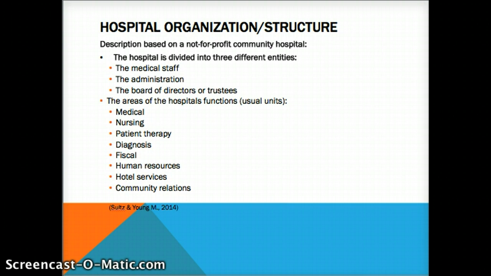Hospital organization and structure. This description is based on a not-for-profit community hospital. The hospital is divided into three different entities: the medical staff, the administration, and the board of directors or trustees. The areas of hospital function have the usual units of medical, nursing, patient therapy, diagnosis, fiscal, human resources, hotel services, and community relations, which all represent the major operating divisions.